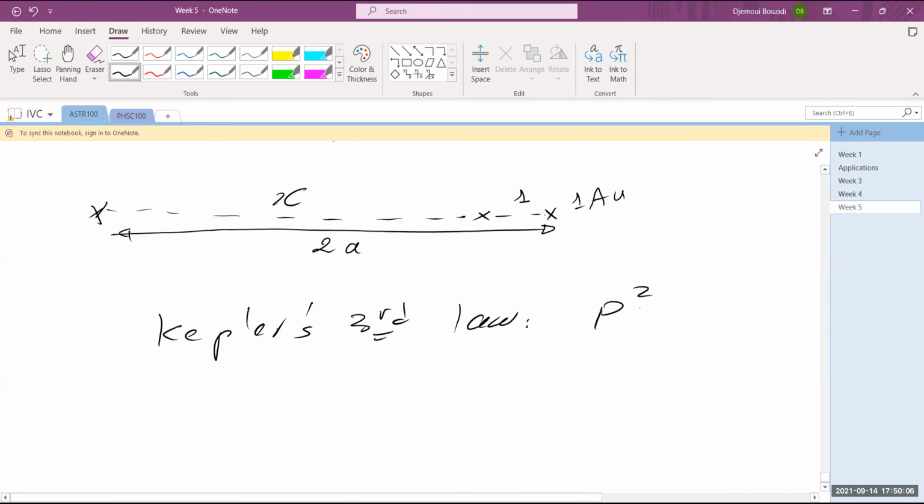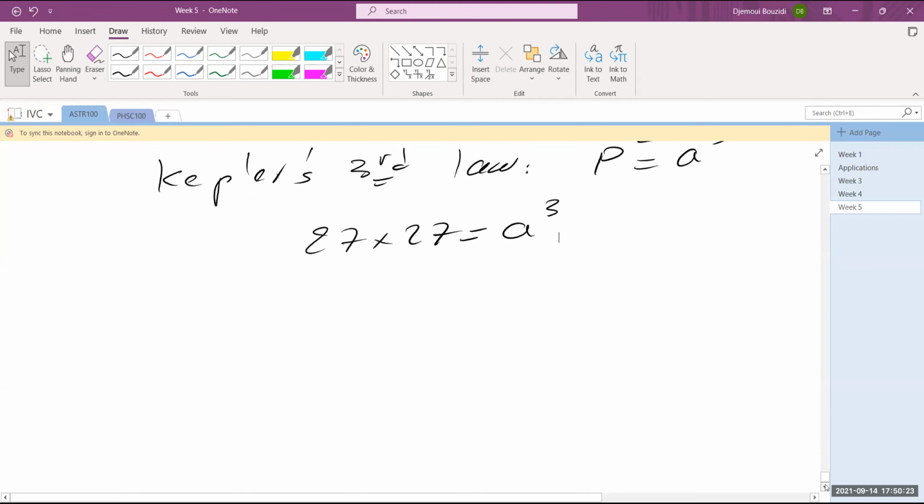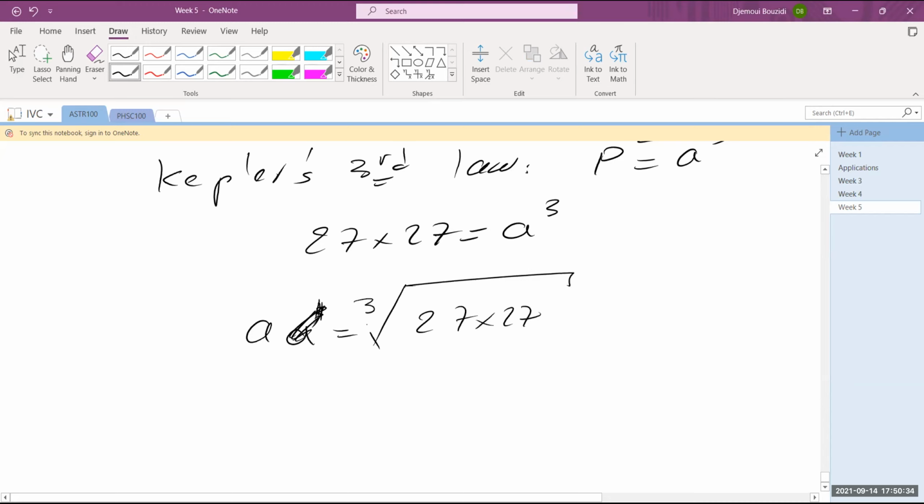Okay, so it says that P squared is equal to A cubed. Well, I know what P is. It's 27 years. So 27 squared, which is 27 times 27, must be equal to A cubed. So that means A is the cubic root, not A cubed. A is the cubic root of 27 times 27. And this is not the square root, this is the cubic root. Or if you wish, 27 times 27, the whole thing to the power 1/3. If you do it on a calculator, you're going to find 9.